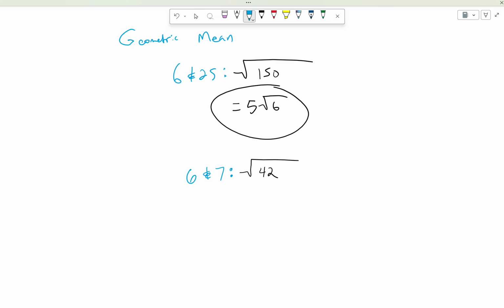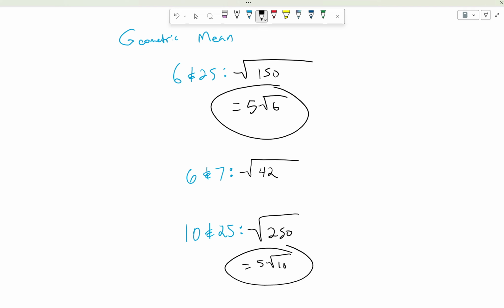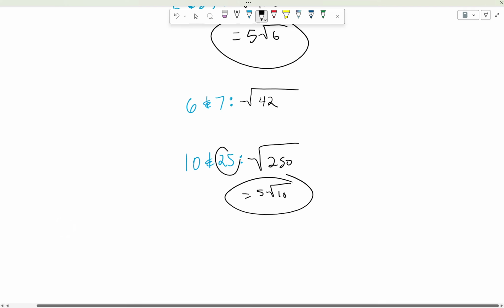How about the geometric mean of 10 and 25? Well, it's going to give me rad 250, which you can reduce to 5 rad 10. Okay, I think some of you guys are even seeing, like this is already going to be a square number, so that's going to come outside the radicand right away. So let's do a little bit more here, a couple more problems.